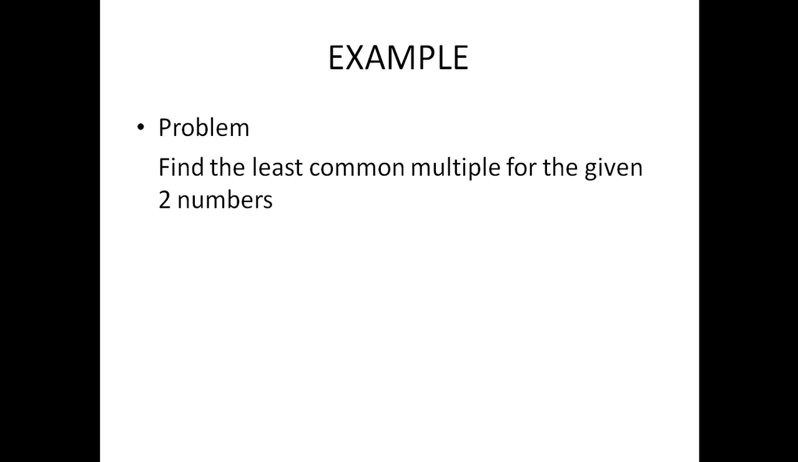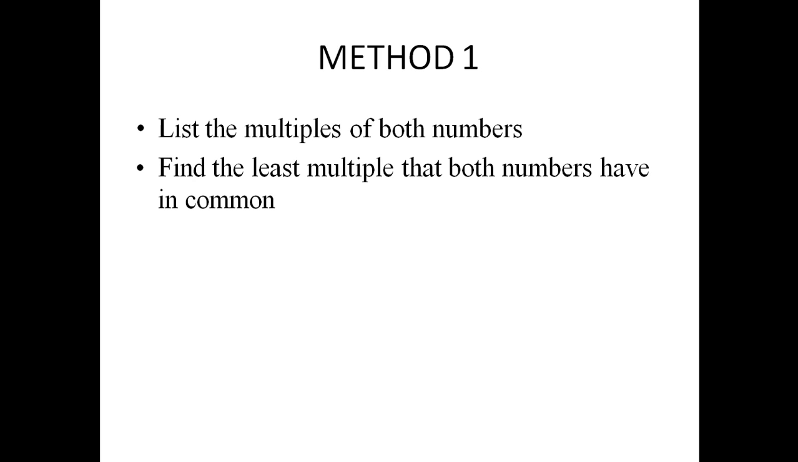For an example, let us consider finding the least common multiple for two given numbers. There are two methods, method 1 and method 2. We are going to analyze which method best suits our problem statement. Method 1 is finding the multiples of both the numbers, listing them down, and finding the least multiple that both numbers have in common.